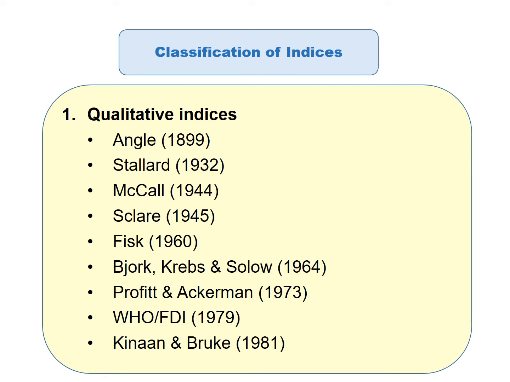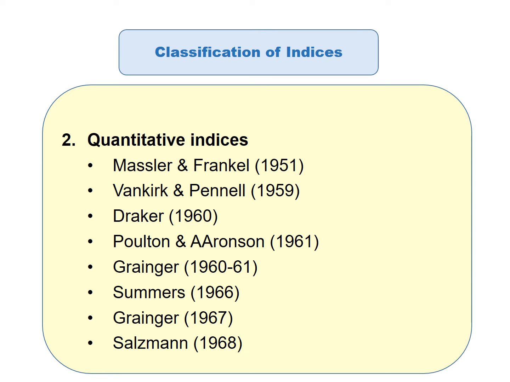Now, how do we classify indices? You can classify indices either as qualitative indices or quantitative indices. Examples of qualitative indices are Engels, Tallard, McCall, Fish, Bjork and Curves and Solo, Profit and Ackerman, WHO FDI, and Kinan and Brook. Examples of quantitative indices will be Musser and Frankel, Van Kirk and Pennell, Draker, Granger, Summers, and Salzman.